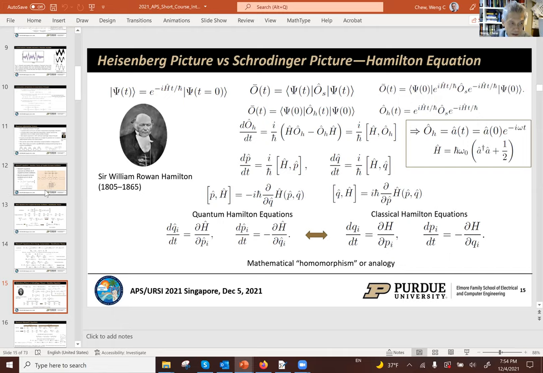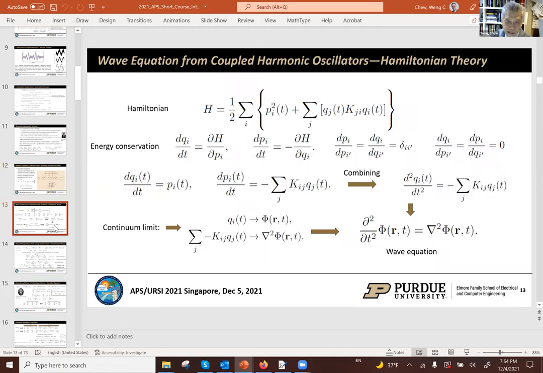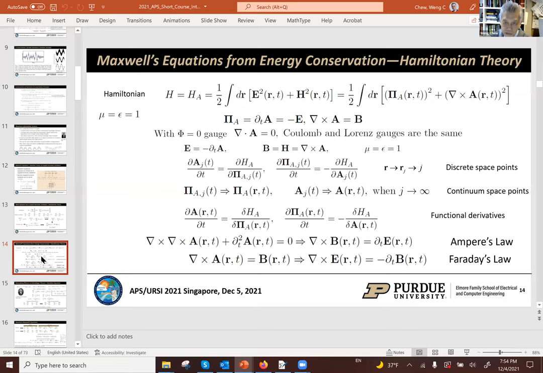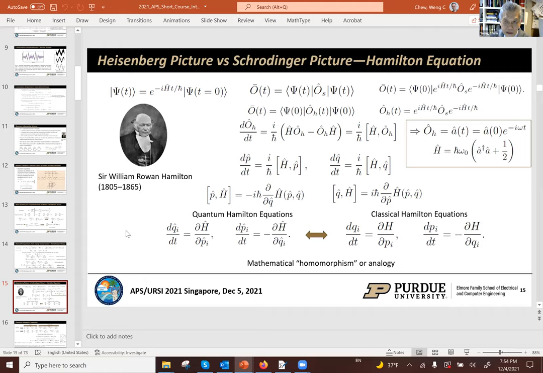so that was purely classical. In the classical world, we can derive Maxwell's equations from a classical Hamiltonian, but it will be interesting to see what we can do with the quantum Hamiltonian, because in the quantum world, you will have to replace the classical Hamiltonian with a quantum Hamiltonian.